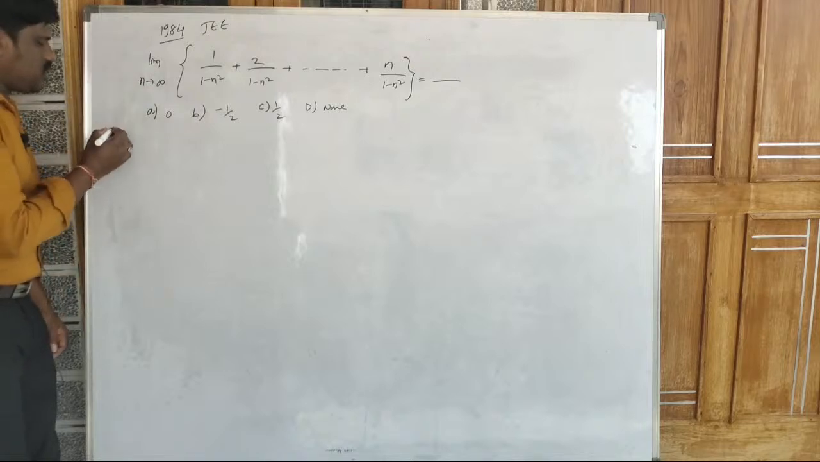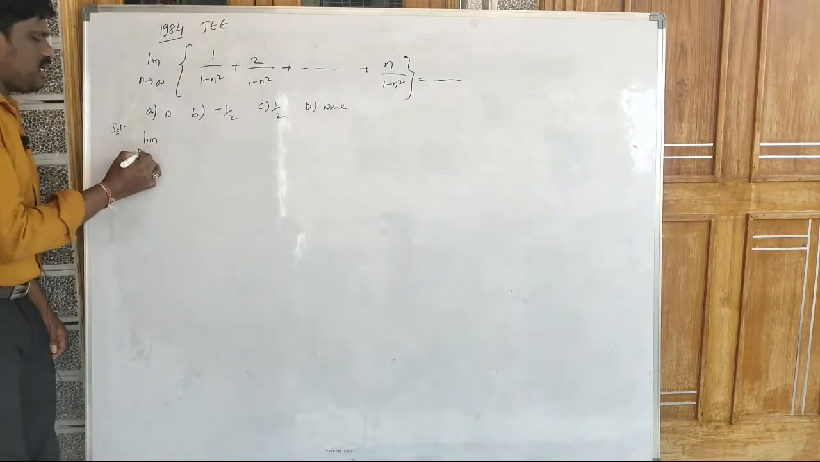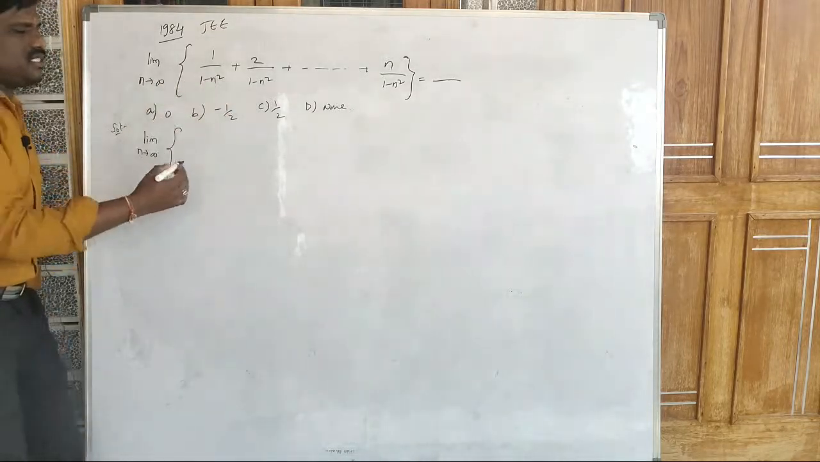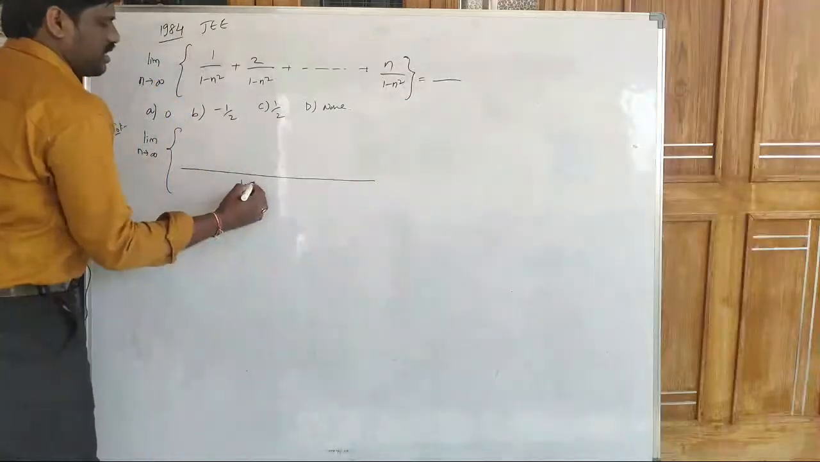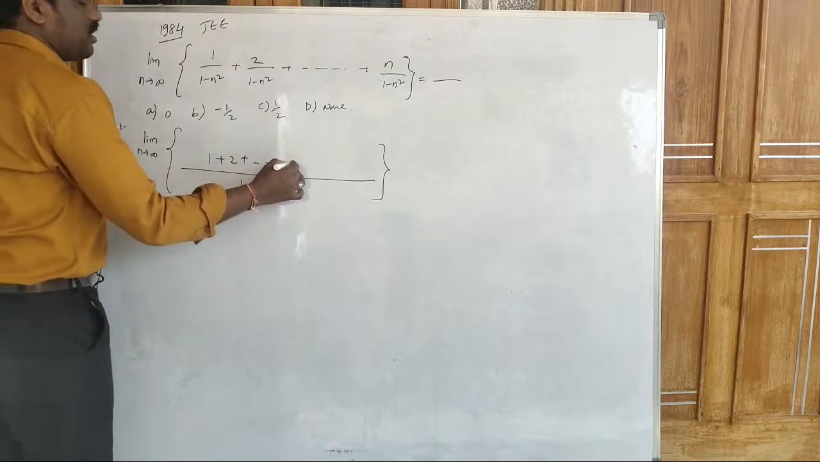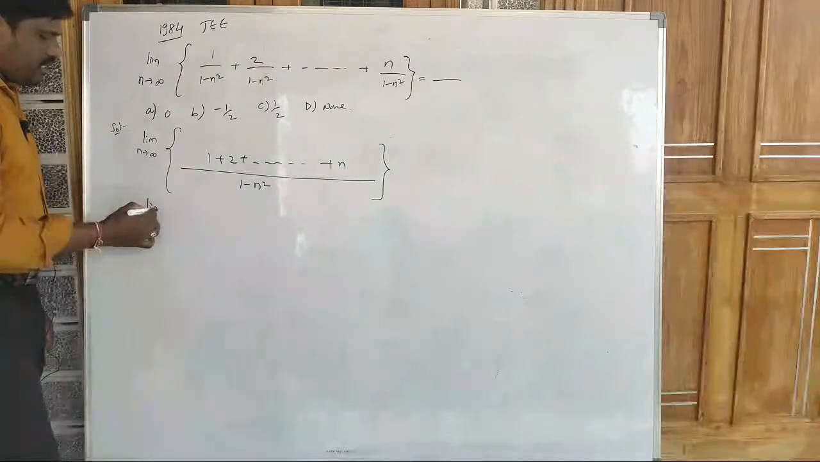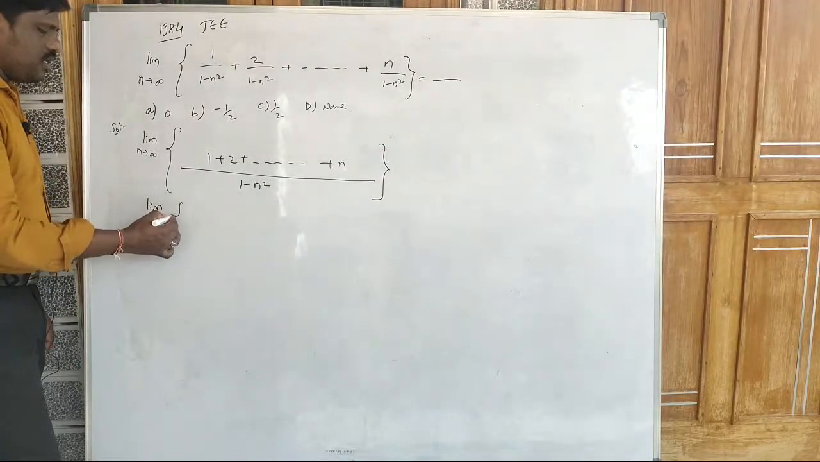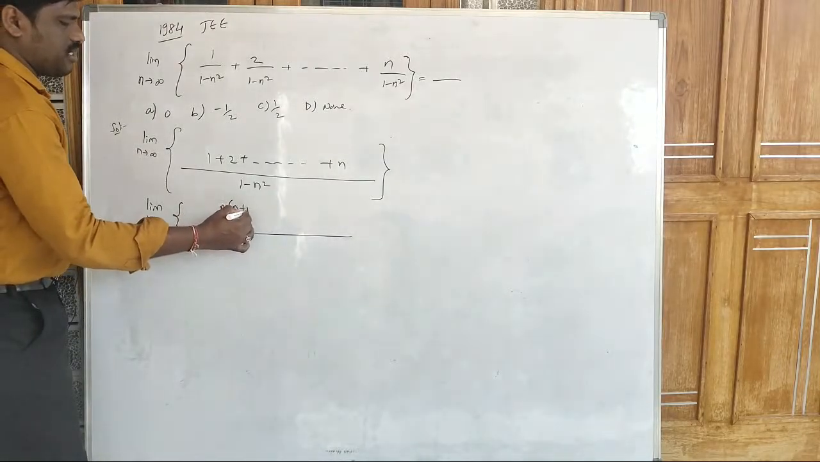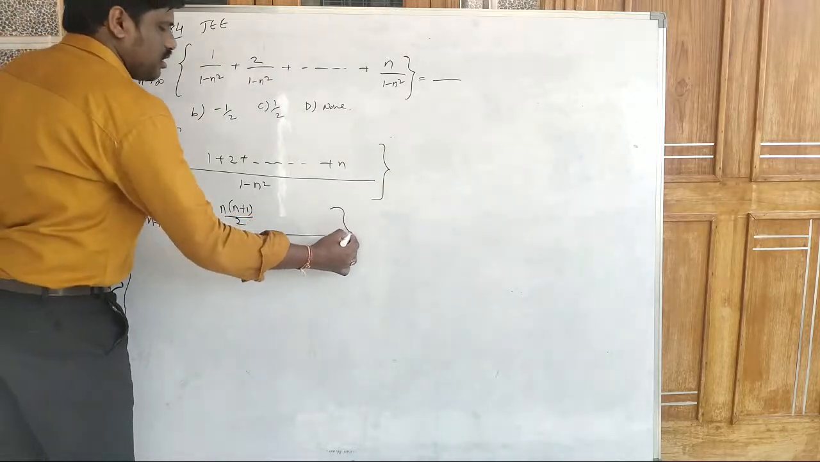Okay. Now see this concept here, limit. The solution for this, limit n tending to infinity, I can write this one. See that 1 minus n square is common. So I can take 1 minus n square as LCM. I get on the top 1 plus 2 plus so on plus n. This is the sum of natural numbers formula. So limit n tending to infinity, we can write: sum of natural numbers formula is n into n plus 1 upon 2, divided by 1 minus n square.